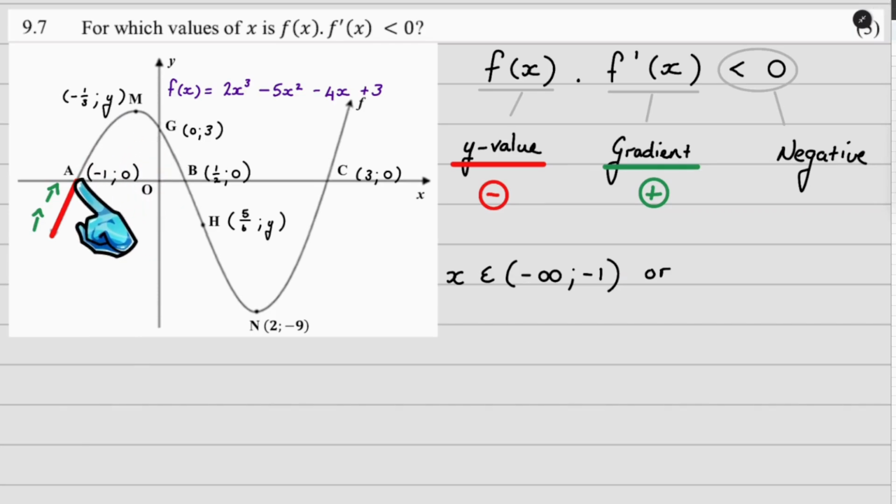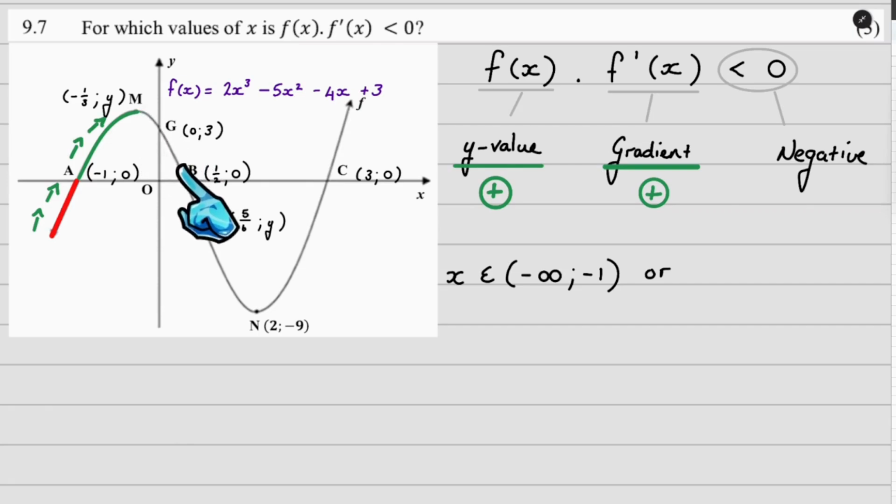Now after negative 1, we all of a sudden have a positive y value because we're crossing the x-axis. The gradient is still positive because it's still going uphill. So it's not working now. A positive times a positive will give me a positive, and that's not what I want. But things are going to change after I cross this point.